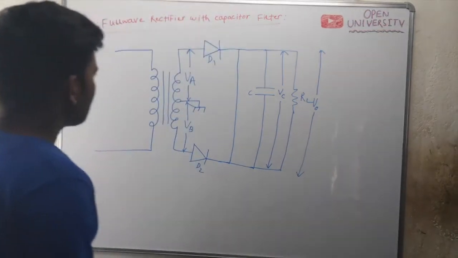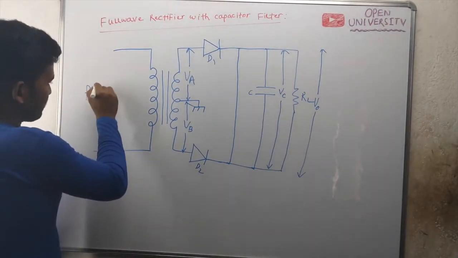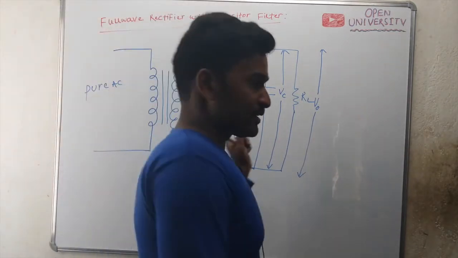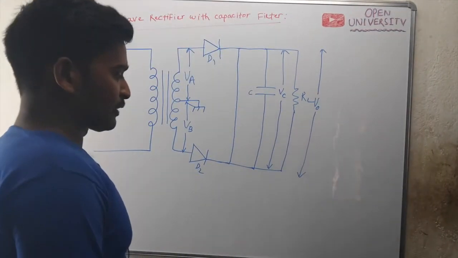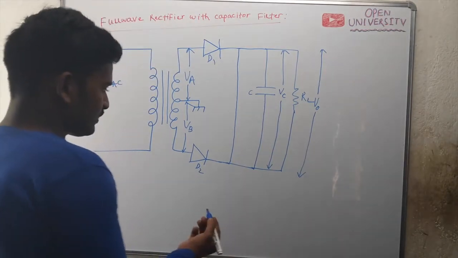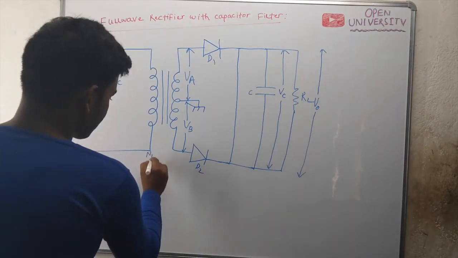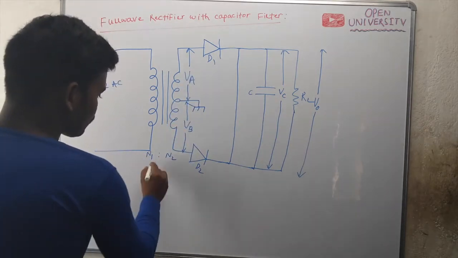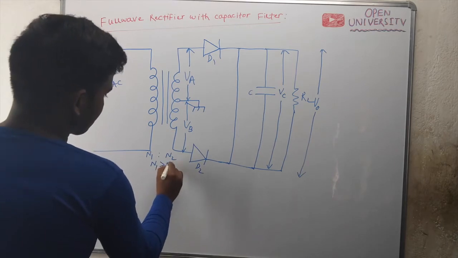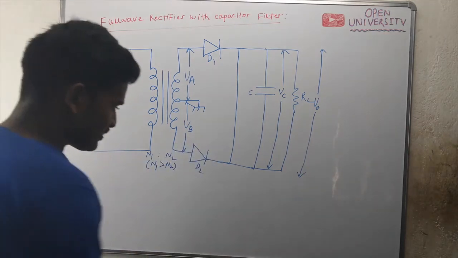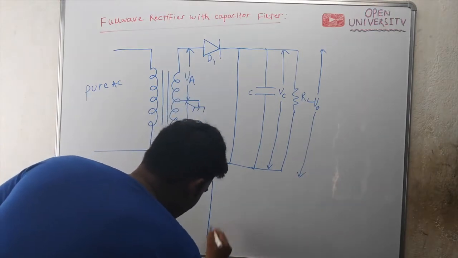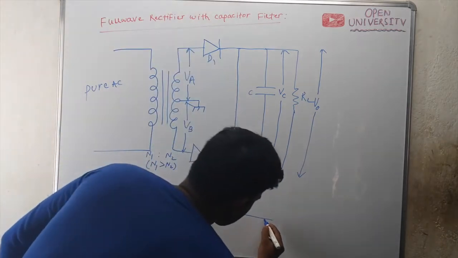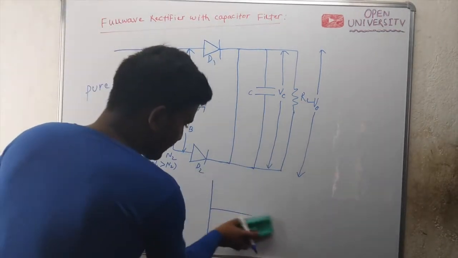Now, the input to the primary side is a pure AC signal. VA and VB are also pure AC signals with reduced RMS value. See the operation. The number of turns on the primary side is N1, and the number of turns on each half of the secondary winding is N2, where N1 is greater than N2. Let's understand the output. What will be the output of this full wave rectifier with capacitor filter?